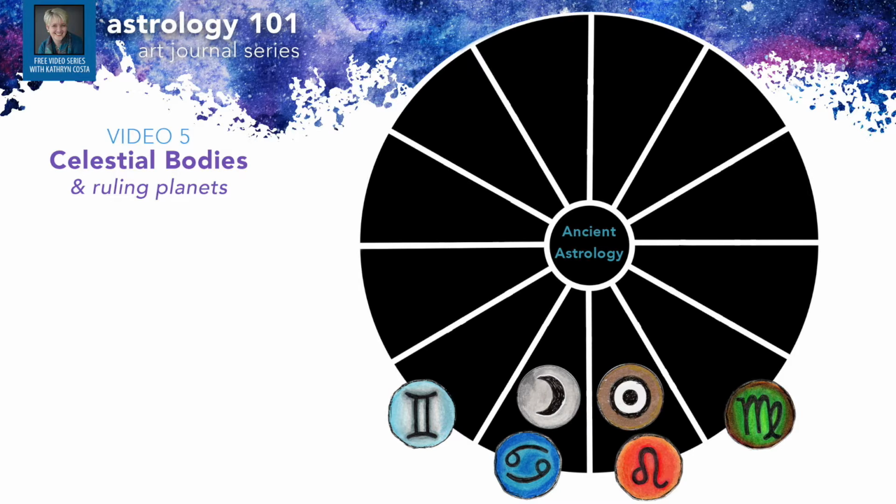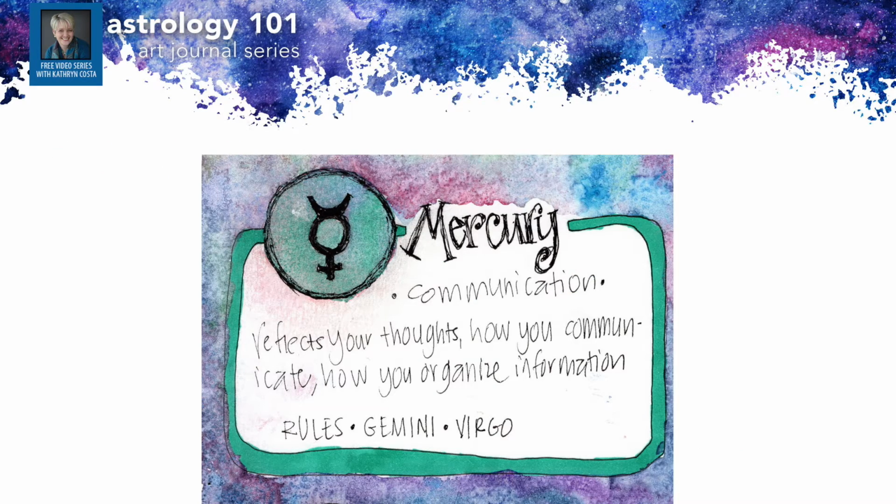Bringing our attention back to the zodiac chart, the zodiac sign to the left of Cancer is Gemini, and to the right of Leo is Virgo. And the planet that is associated with each of these is the planet closest to the sun, which is Mercury. Mercury is the god of communication, in the Greek myths known as Hermes. So the presence of Mercury in your chart indicates how you reflect on your thoughts, how you communicate, how you organize information. It rules Gemini and Virgo.